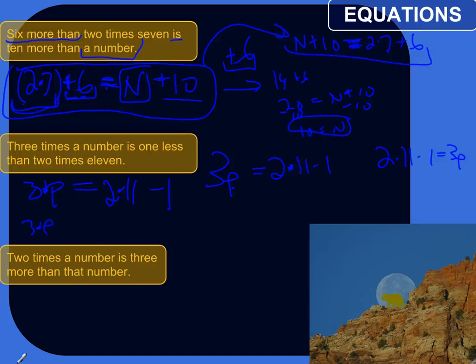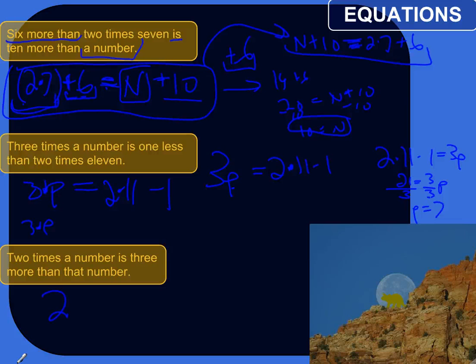So, and we could solve that if we wanted to. You do 2 times 11 first, and then you subtract 1. So that would be 2 times 11 is 22, subtract 1 is 21. 21 equals 3p. 3 times p is 21, so what's p? P is 7. 7 times 3 is 21. Anyway, don't need to solve it now. Just need to set up the equation. Alright, last one. 2 times a number.